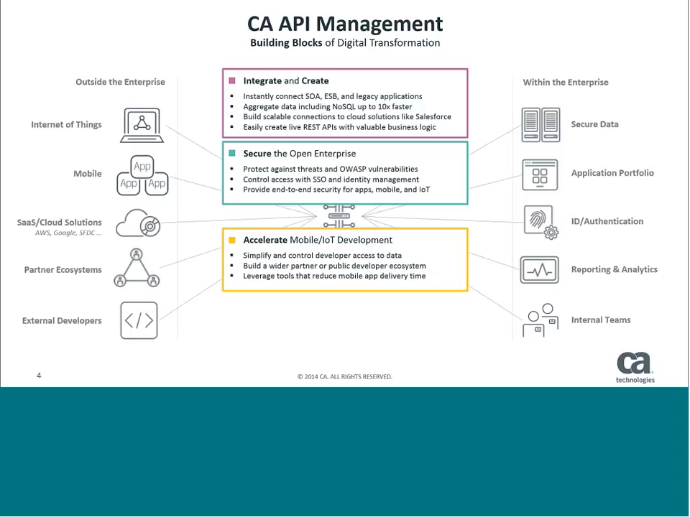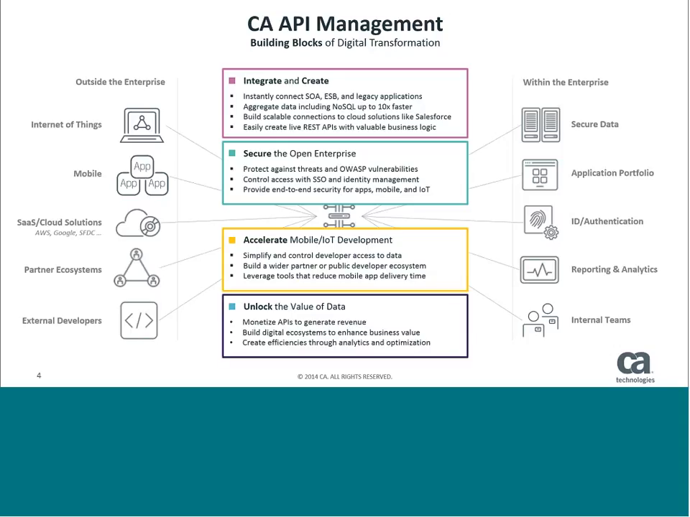But the third topic, which is what we are going to be focusing on today, is the acceleration of mobile and IoT app development. And this is not just allowing access to backend data, as I mentioned. It is also about building this partner developer ecosystem where you are allowing your APIs to thrive, being used by multiple partners to build out mobile apps, to build out IoT, to control IoT devices, and to leverage tools that reduce mobile app delivery time as well.